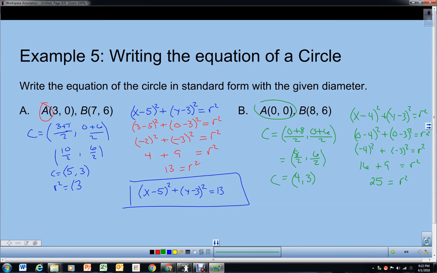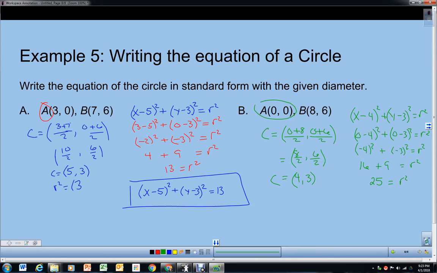Alright, so let's make sure you got it right before we show you the final answer. We start off by locating our center by doing the midpoint formula. So we add our x's, 0 plus 8 divided by 2, 0 plus 6 divided by 2 for our y's, gives us 8 over 2 and 6 over 2. And we simplify that to get 4 and 3. So the center is located at 4, 3.